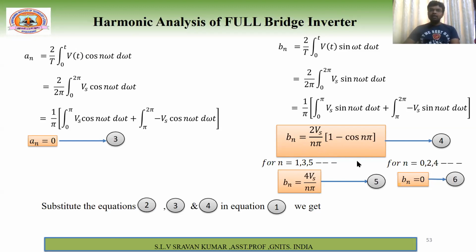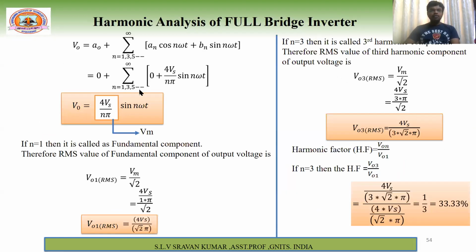This derivation we have already discussed in the half bridge inverter. The only difference is the magnitude: for half bridge inverter it is Vs by 2, and for full bridge it is Vs. That's it, and this is the equation. If you substitute the Bn value, because An and A naught are already 0, Bn is 4 Vs by n pi sin n omega t. Therefore, finally, V naught is equal to 4 Vs by n pi sin n omega t. This is nothing but Vm, because it is in the form V naught is equal to Vm sin omega t. So I can consider this as Vm.